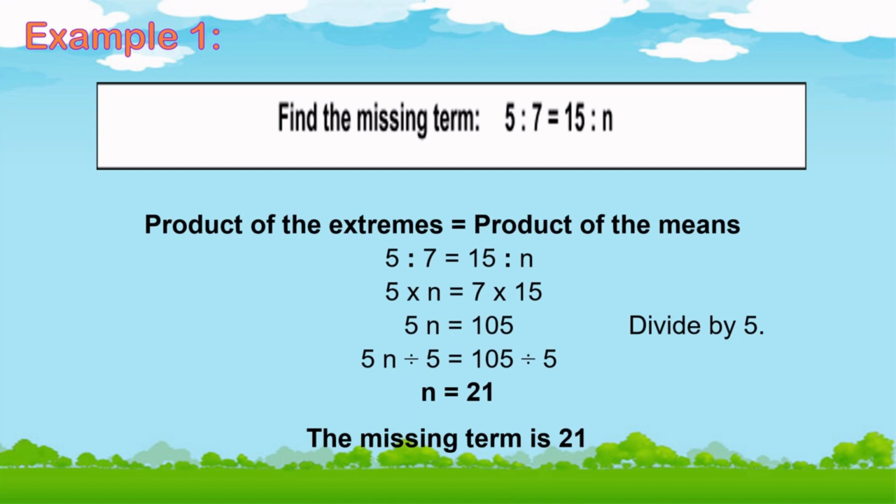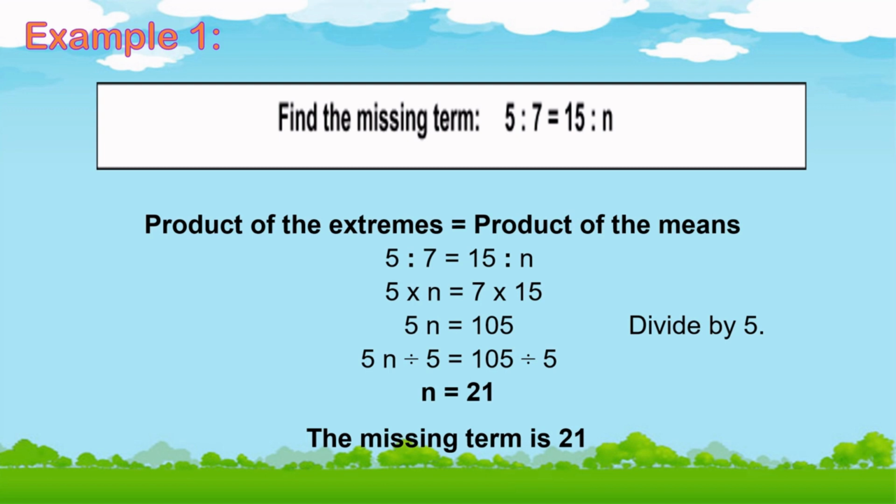So, we have 5:7 is equal to 15:n. Multiply natin ang extreme. So, 5 times n. Multiply natin ang means. 7 times 15. So, 5 by n is 5n. 7 by 15 is 105.